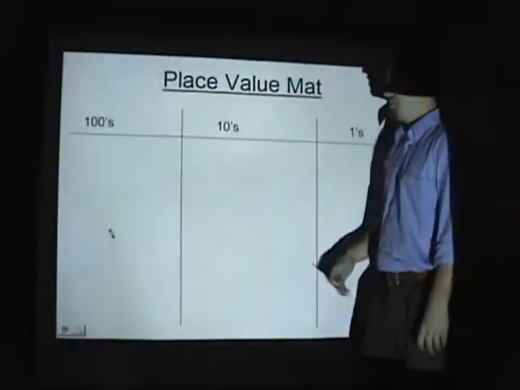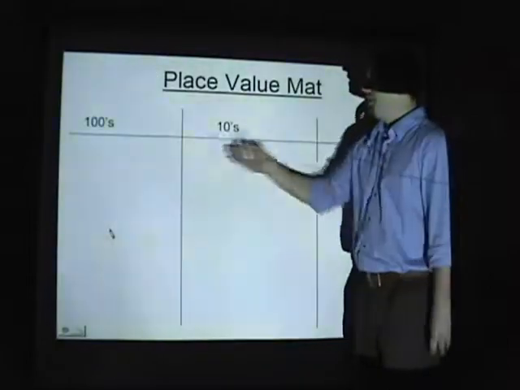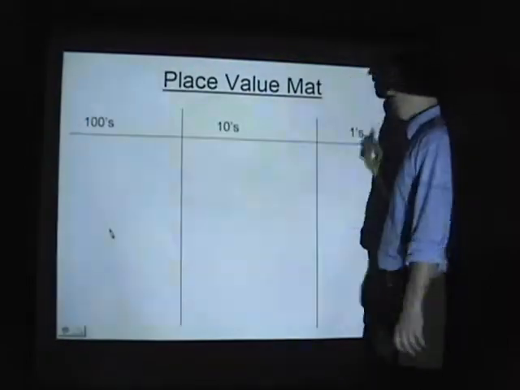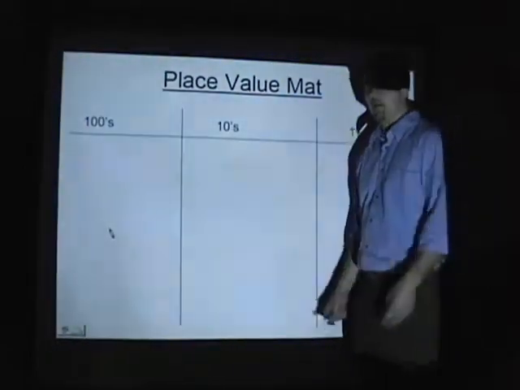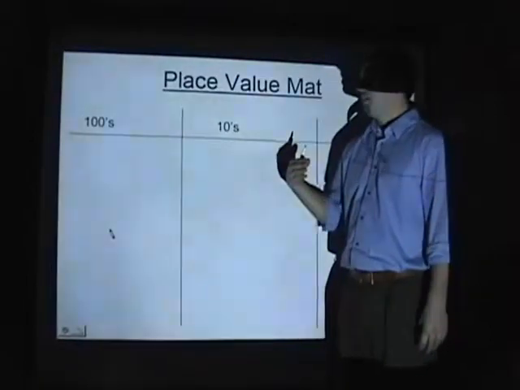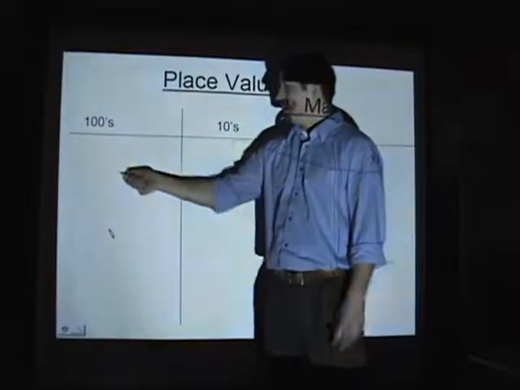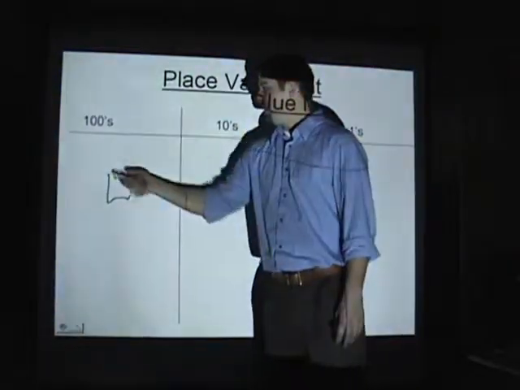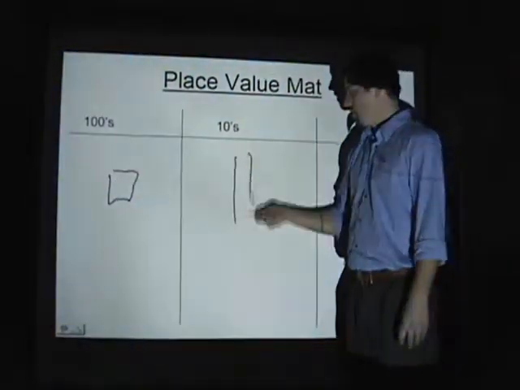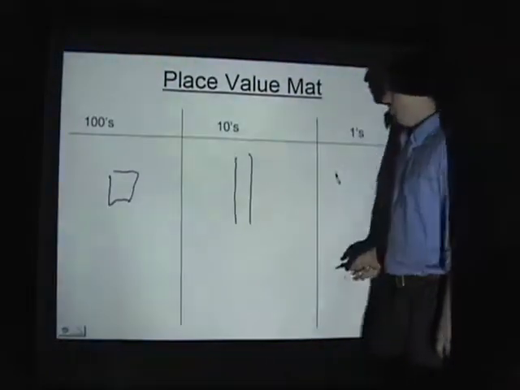The next thing that we do is give them a few problems with the place value mat for the hundreds, the tens, and the ones. Again, I might have students come up, and I might give them a number to show me on the place value mat. To show me the hundreds, they'd have to show flats, longs, and then cubes.